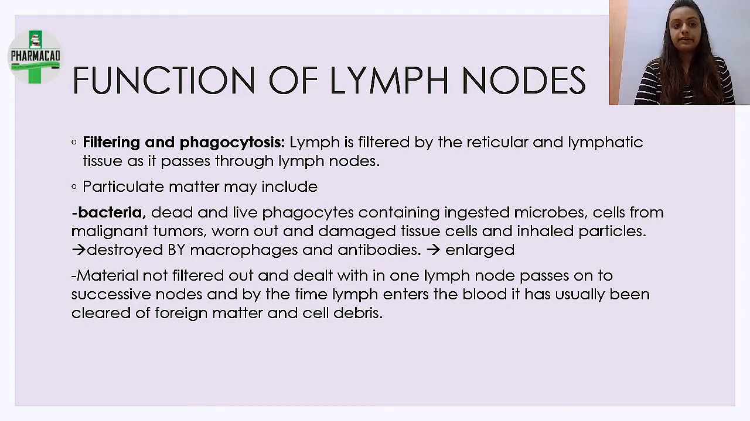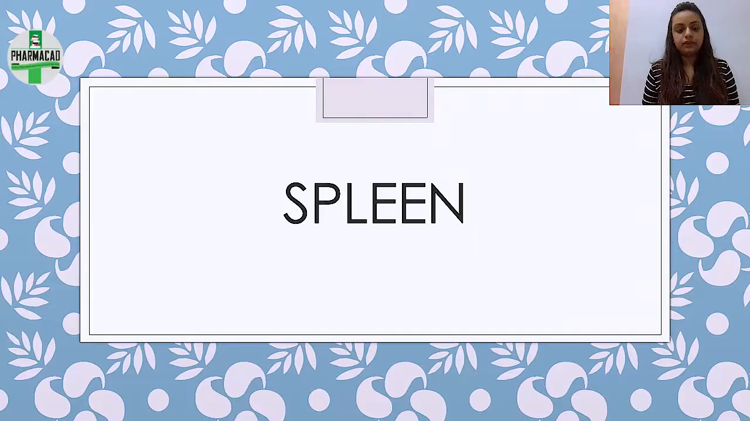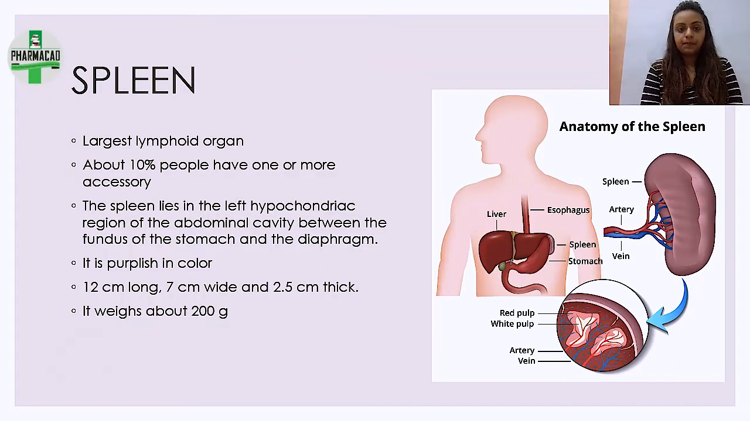So I hope this is clear. Function of lymph nodes can be asked as a 2 marker as well as a 5 marker. Now we start a different section, which is lymphatic organs. That is part 2 of the chapter. The first lymphatic organ we are going to deal with is the spleen. Very important. The spleen is a lymphoid organ.